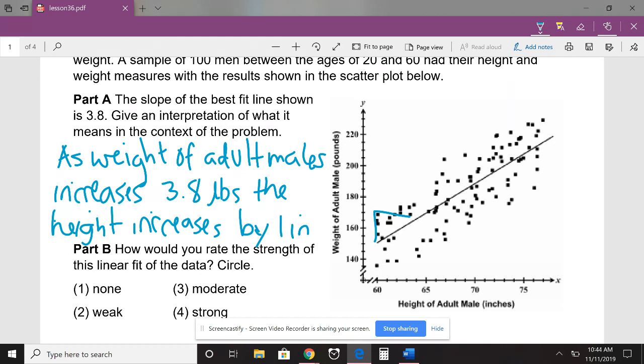All right. Part B, it says, how would you rate the strength of this linear fit of this data? Okay, so now we look at all these dots here. These dots are pretty spread apart, but you could still tell the trend of the graph. You could still tell the dots are going up. So I wouldn't say it's completely weak, but I would say it's moderate because you can predict the trend of the graph and you know it's going in a positive direction. Now, if they were really, really close to the line, it would be super strong. The closer it is to the line of best fit, the stronger the association is going to be. So we're going to say moderate.